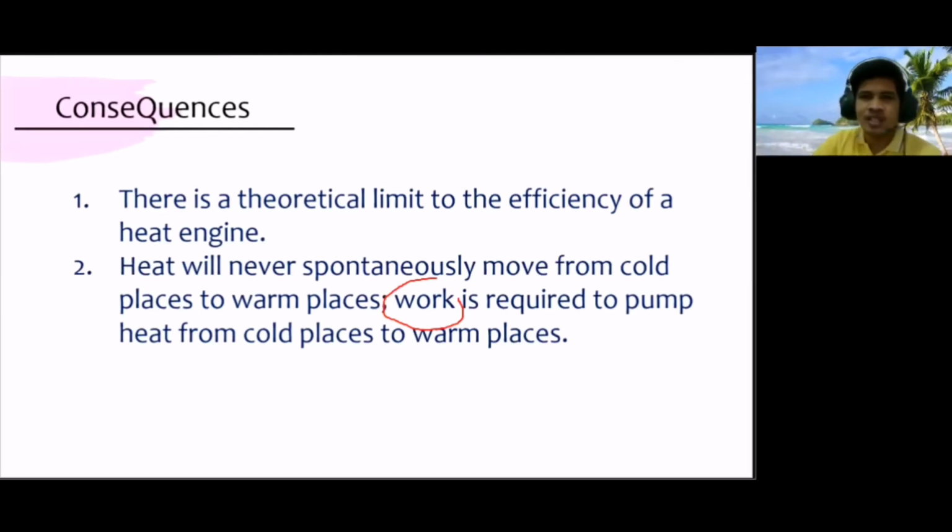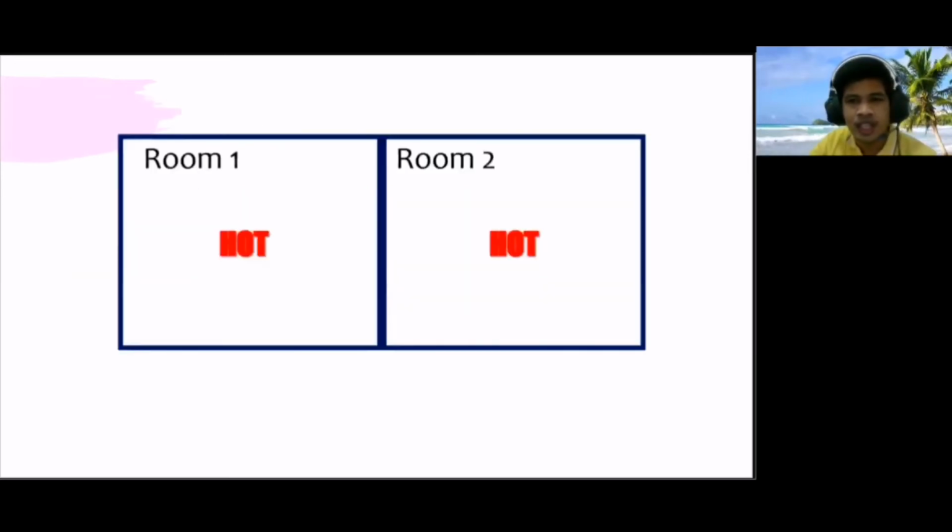All right, how do we do that, teacher? Let's say I have here an illustration. Imagine we have two rooms. Room number one and room number two are both hot. Let's say I want to make room number two hotter and room number one cold. It means that I'm going to pump the heat out of room number one and bring it to room number two.